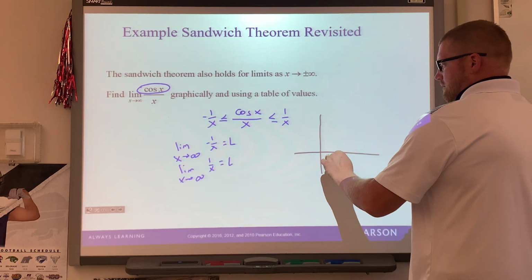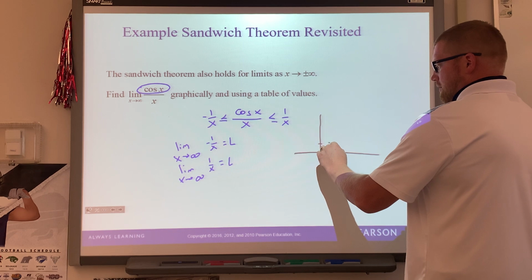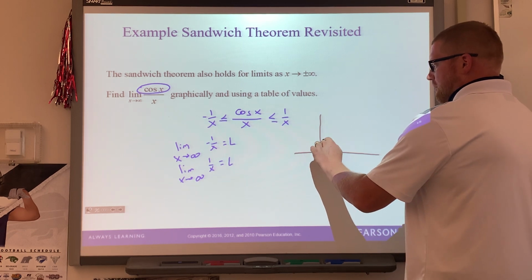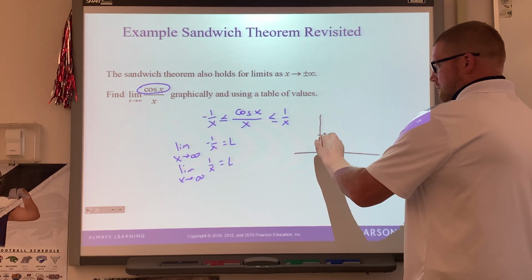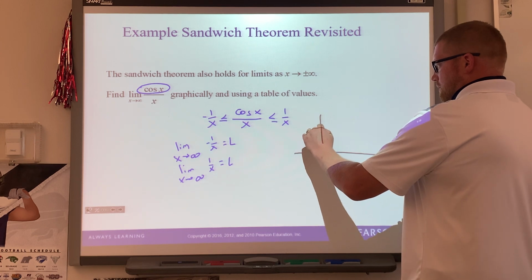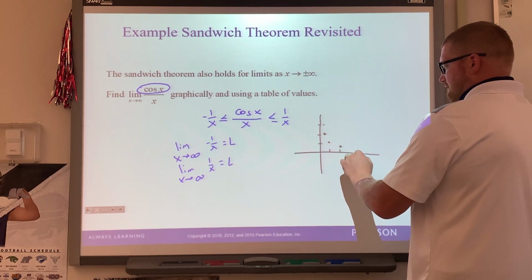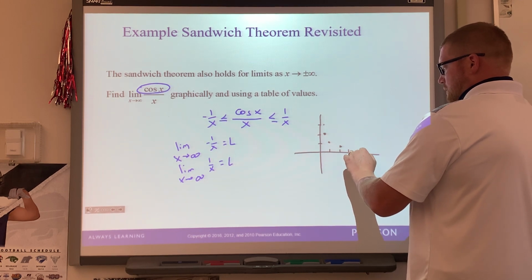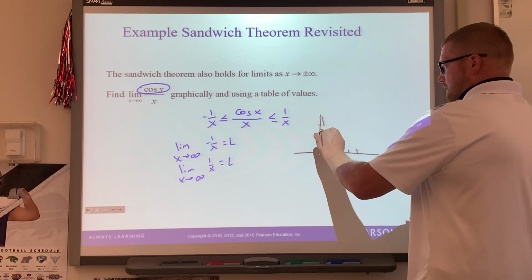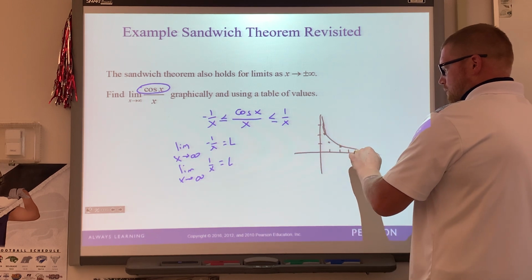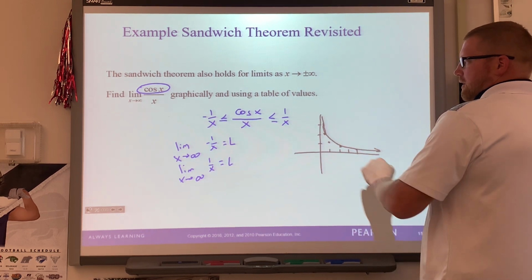If x is 1, y is 1. If x is a half, y is 2. If x is a third, y is 3. If x is 2, y is a half. If x is 4, y is a quarter, right? And so we know that this is what the 1 over x function looks like.